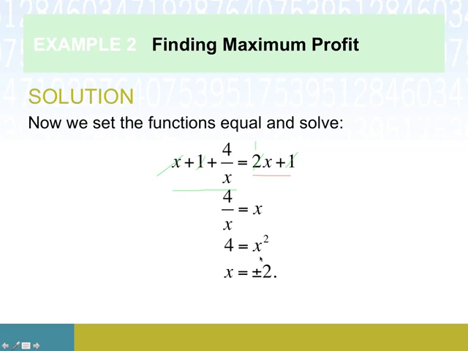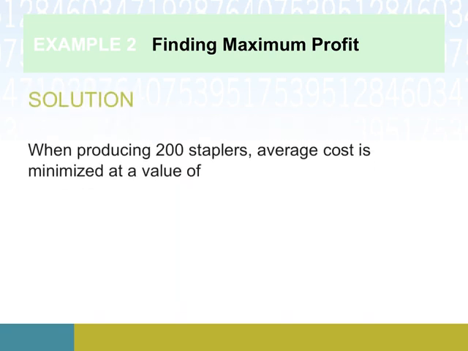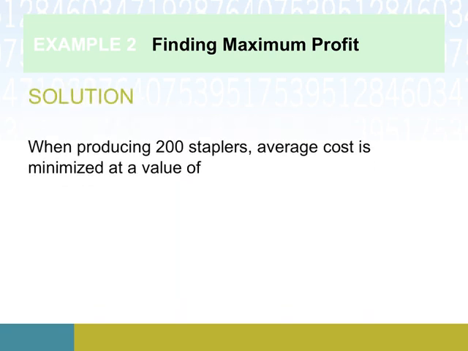Square rooting, and right, we're talking about quantity of staplers produced, so a negative number probably isn't all that important to us. So we ignore the -2 option, and x equals 2 is our input. Remembering units, x equals 2 actually corresponds to 200 staplers because those were the units on our input.